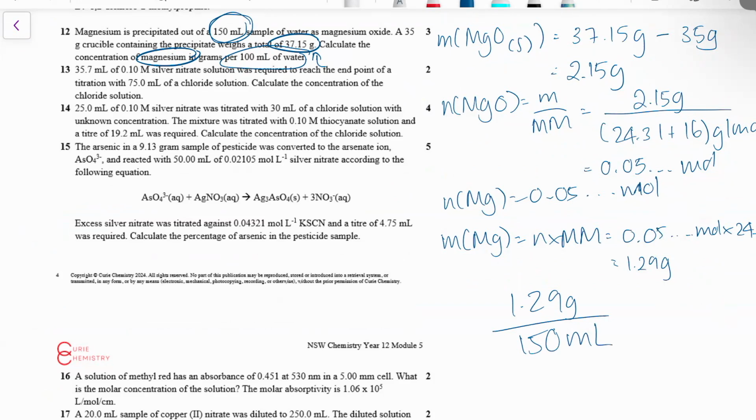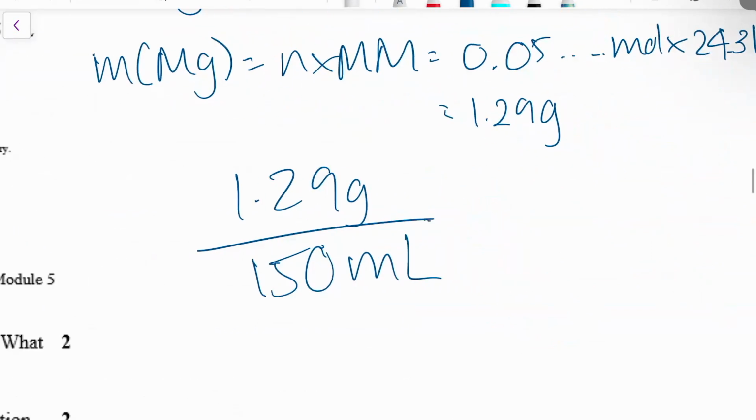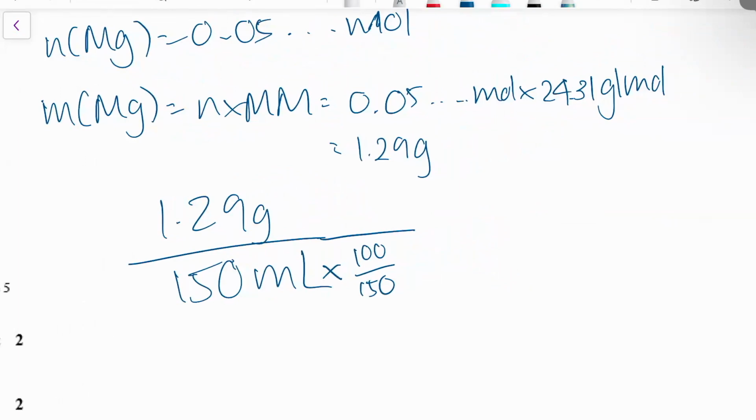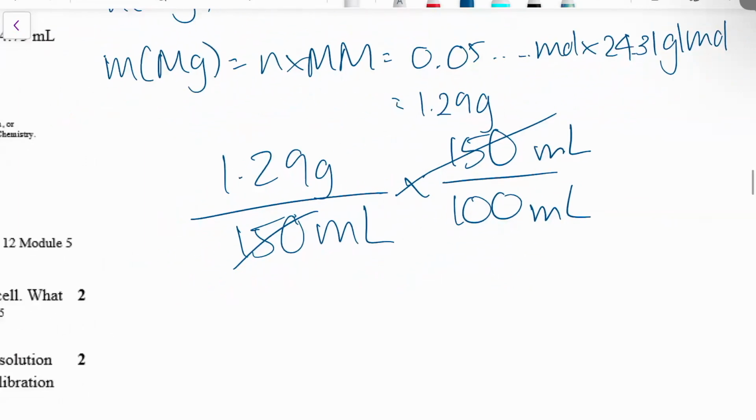150 on 100. Yeah, I times by where I want to end up and I divide by what I want to get rid of. So technically I'd be timesing this whole thing by 100 on 150. But because it's in the denominator, it flips. So the whole thing would be times by 150 on 100. So that 150 cancels out and I'll just end up with 100 mils down the bottom.